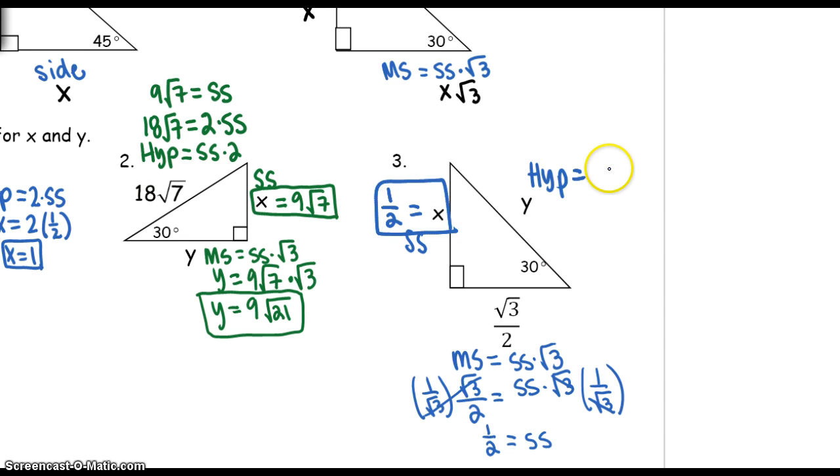Now we know the hypotenuse is the short side times 2. What was my short side? It was half. So my hypotenuse then is 1/2 times 2, and half of 2, oops, we need to write y there. Half of 2 is 1. So my y equals 1 right here.